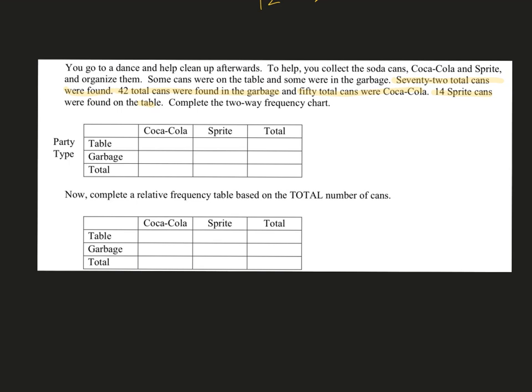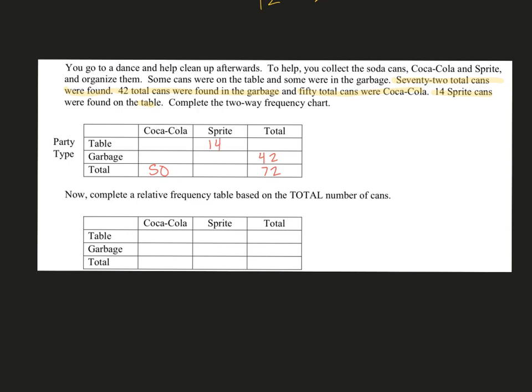So let's take all of this information and start putting it into the table. 72 total cans were found, so that is the complete total, 72. 42 were found in the garbage, so I'm going to go to the total of garbage and write in 42. And 50 total cans were Coca-Cola, so for the Coca-Cola total, I'll put in 50. 14 Sprite cans were found on the table, so I'm going to go to where it says table and go under Sprite and add in 14.